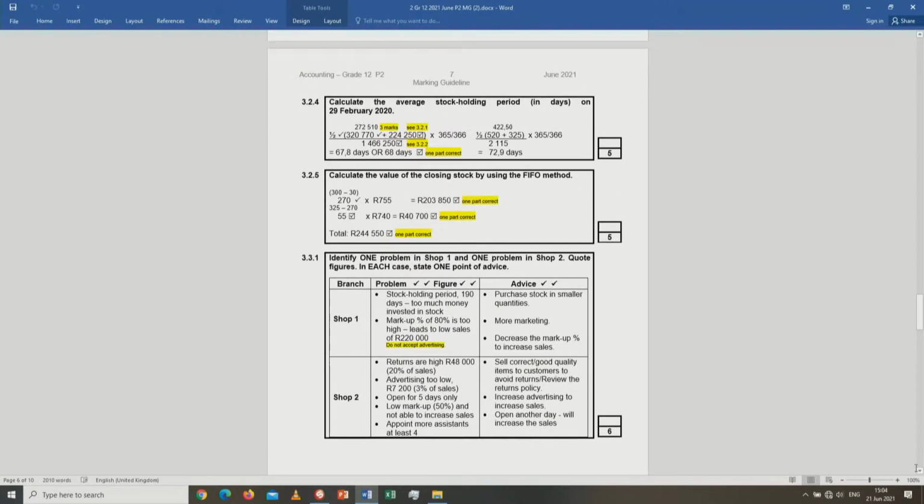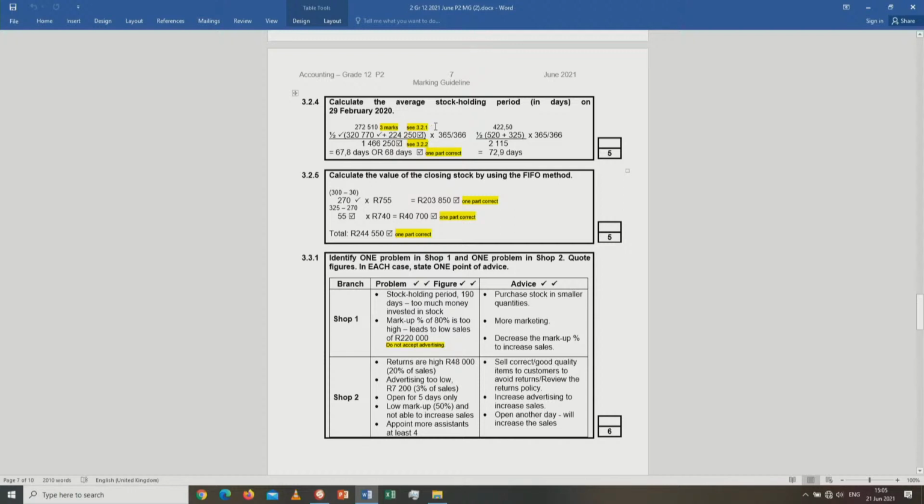3.2.4, calculate the average stock holding period in days. Our formula: average stock over your cost of sales. Once again, this cost of sales can be a method mark because the answer comes from 3.2.2. So go back and check what is the learner's answer before you award him the method mark. 320,770 was given to him, so it's a full mark.